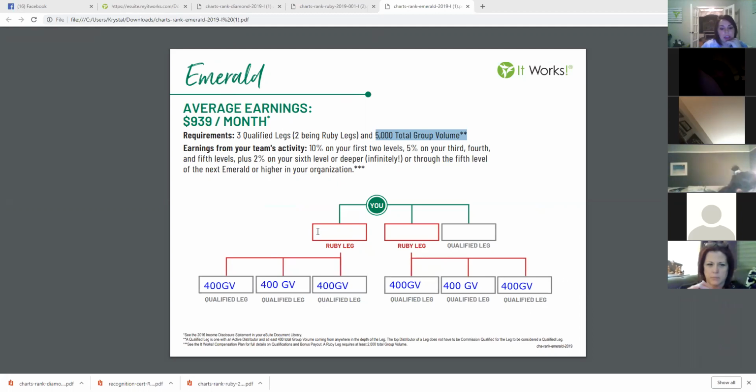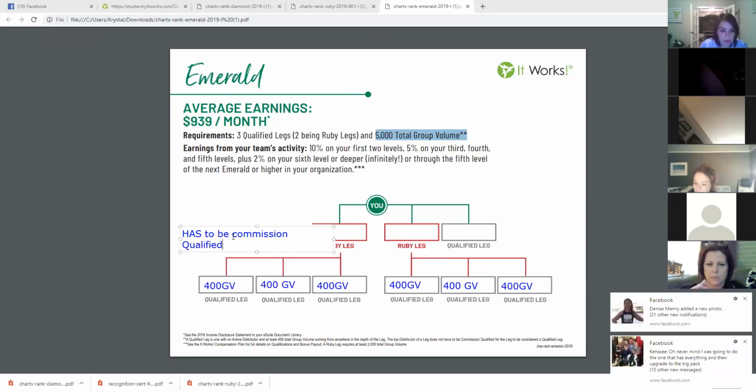Now the ruby, again, remember, it has to be commission qualified, okay? So I don't think I'm going to be able to fit that in that box, but I'm going to add this up here. So the ruby has to be commission qualified. If you are not commission qualified and you are going for a promotion, you will not get the promotion, okay? So it's very important that you remember that you are commission qualified in the month that you are promoting, or you will miss your promotion. So really, really important there. Okay, so same thing with this one, has to be commission qualified.